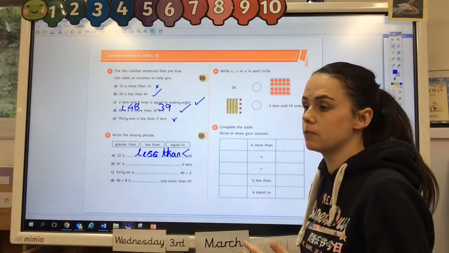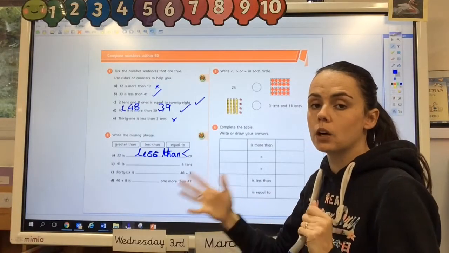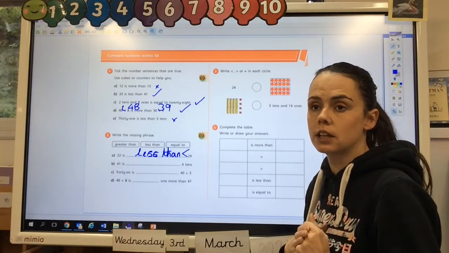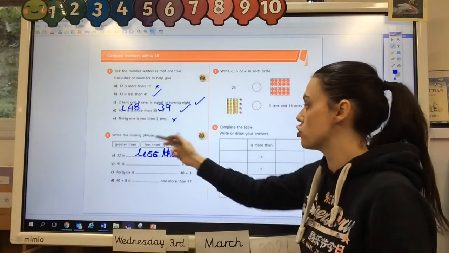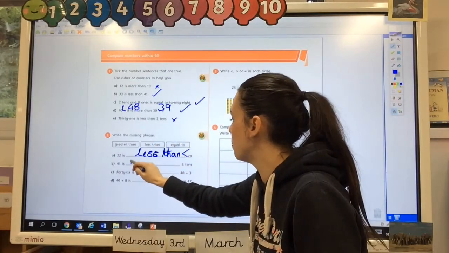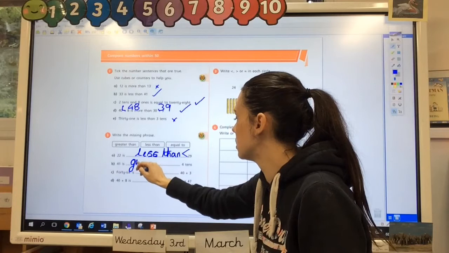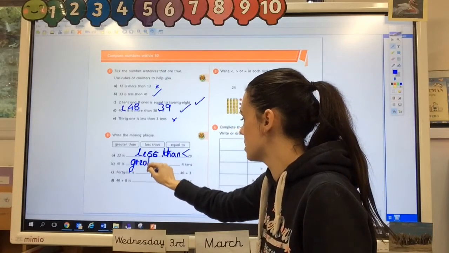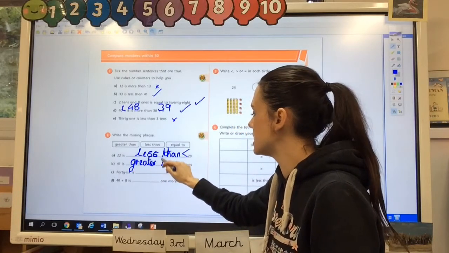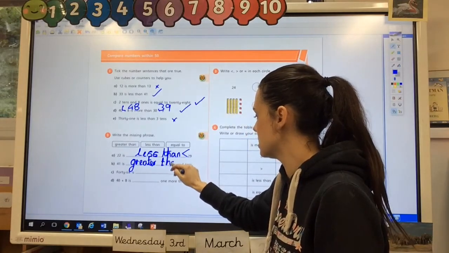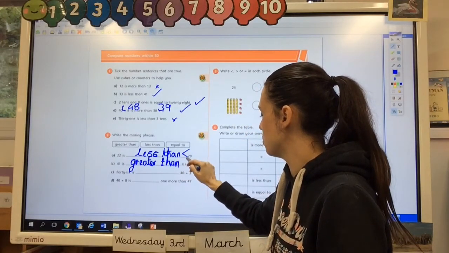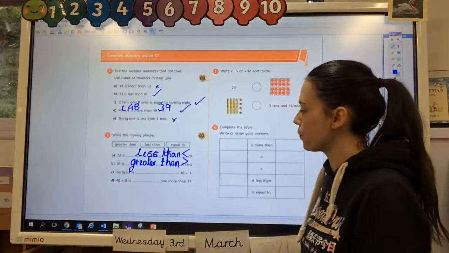41 is something to 40. Is 41 bigger or smaller than 40? It's bigger, isn't it? It's only 1, so it's greater than. So you can write greater or bigger than. I'm going to write greater than. And you need the "than" in there, otherwise it doesn't make sense. Or you can do the symbol, which is this way round.